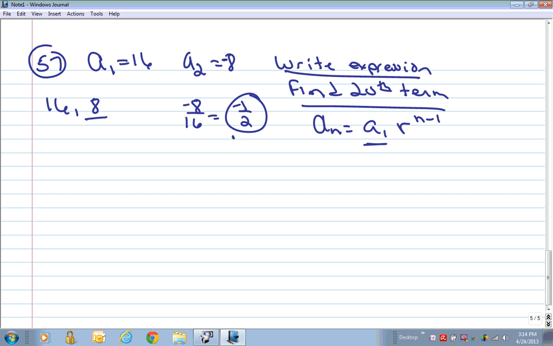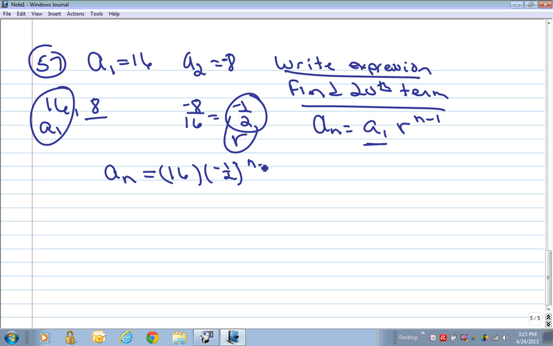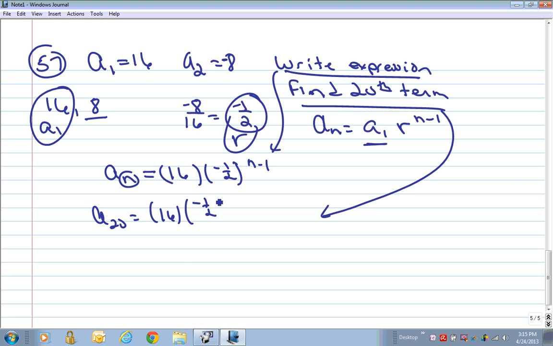So now we have r. This is our r. And we have a sub 1, which is 16. So we have those two pieces of information we can plug in. And so our equation would be a sub n equals 16 times the ratio of -1/2 raised to the n minus 1 power. So that would be our expression. Now we want to find the 20th term. So we're going to make n 20. So a sub 20 equals 16 times -1/2 raised to the 20 minus 1, or 19.